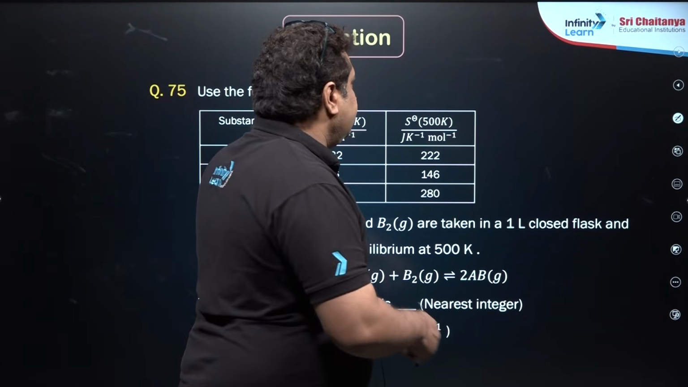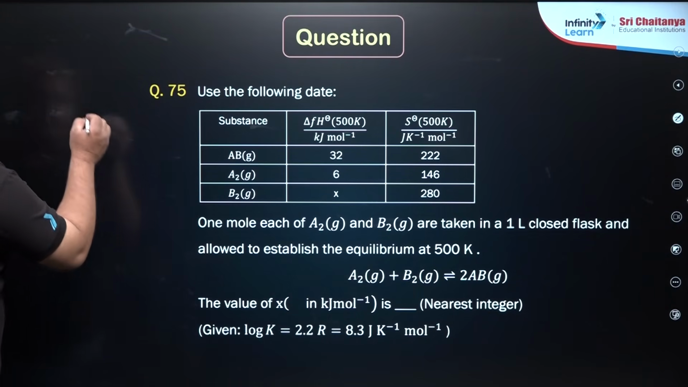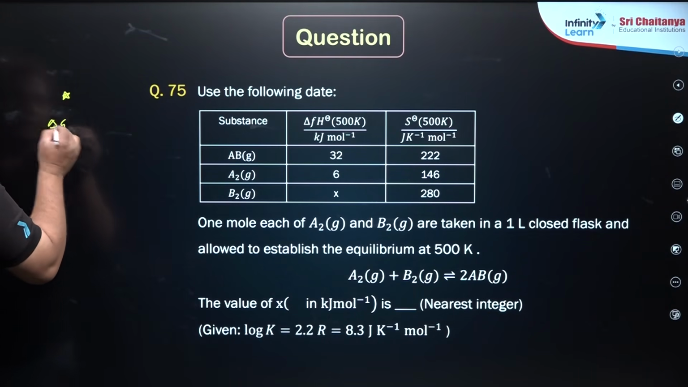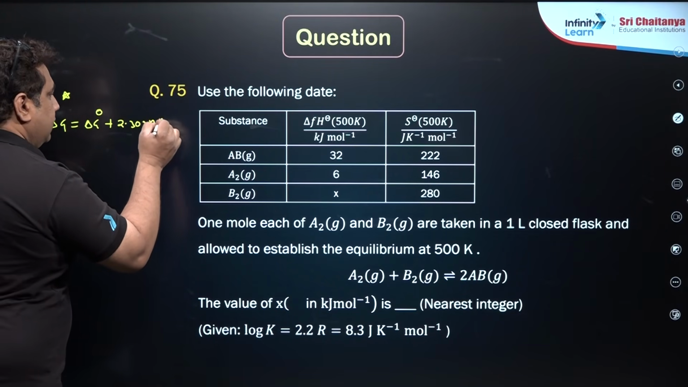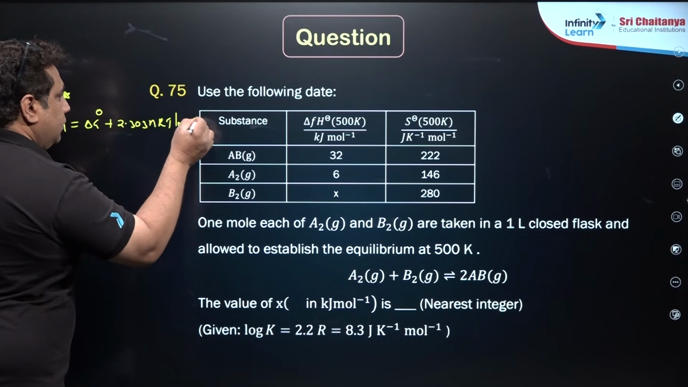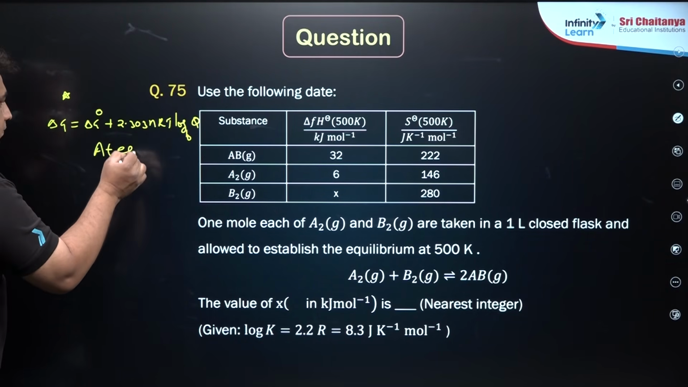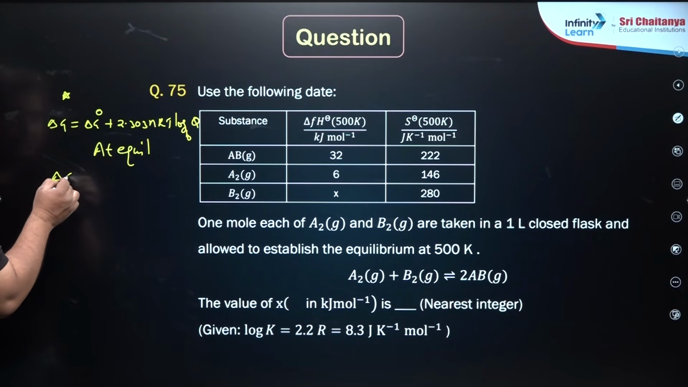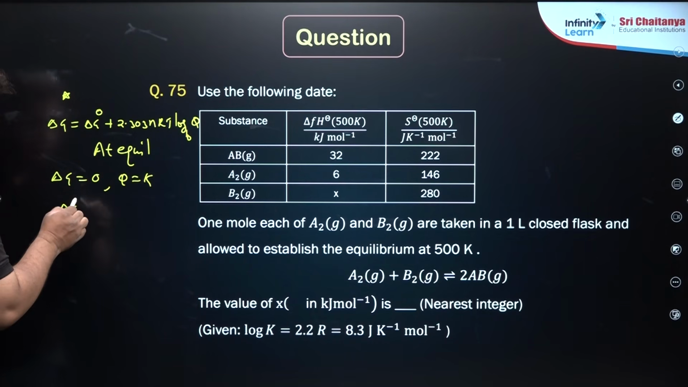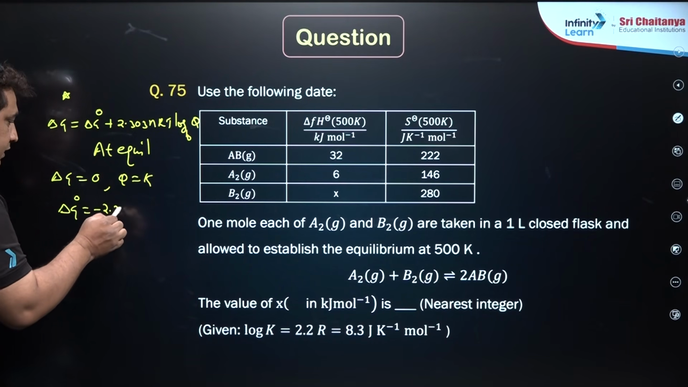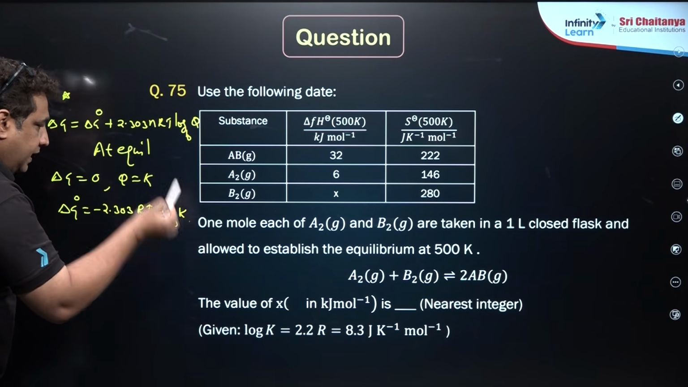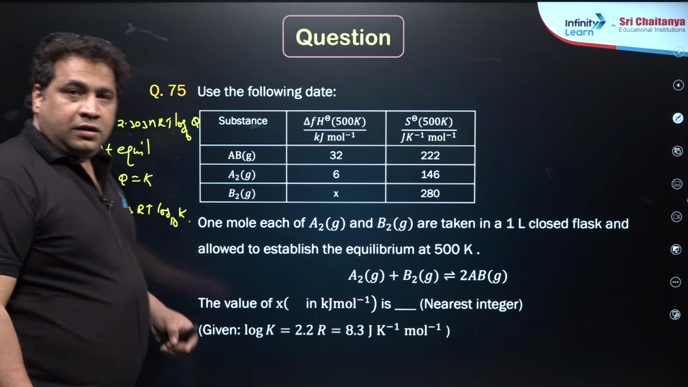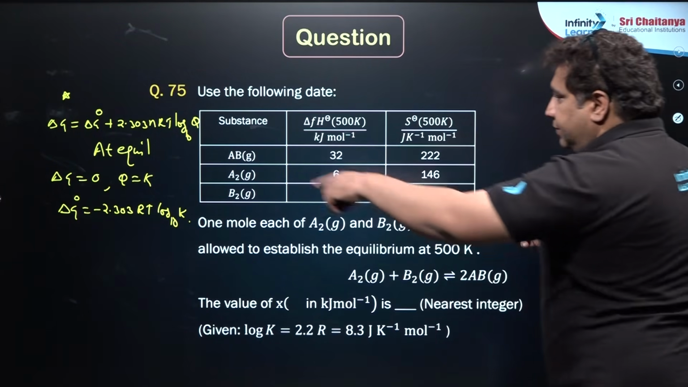Now, dear students, how to do this? Everybody should see, the first important thing here is we should know that delta G is equal to delta G naught plus 2.303 nRT log base 10 Q. At equilibrium, delta G will become 0, and Q will become K. So, delta G naught is equal to minus 2.303 RT log base 10 K. So, from this data, how to find out delta G? We can find out by that equation.